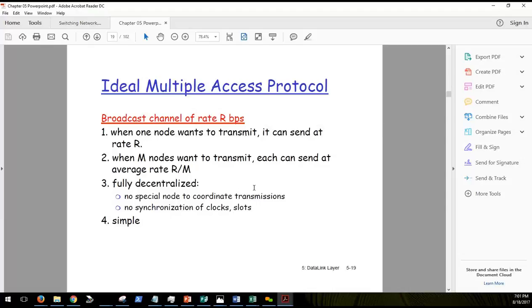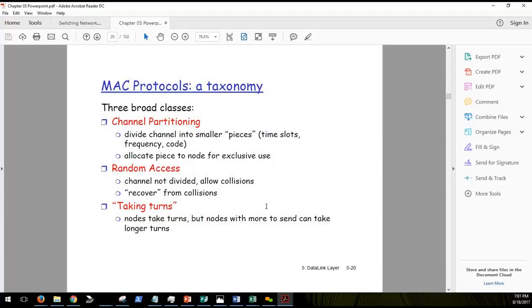Many times this type of configuration is fully decentralized. In other words, there is no central point that controls access to the medium. There is no special node to coordinate transmissions, and no synchronization of clocks or slots. It's very simple and very straightforward. Could you slow down a little bit with this? Sure. Okay.